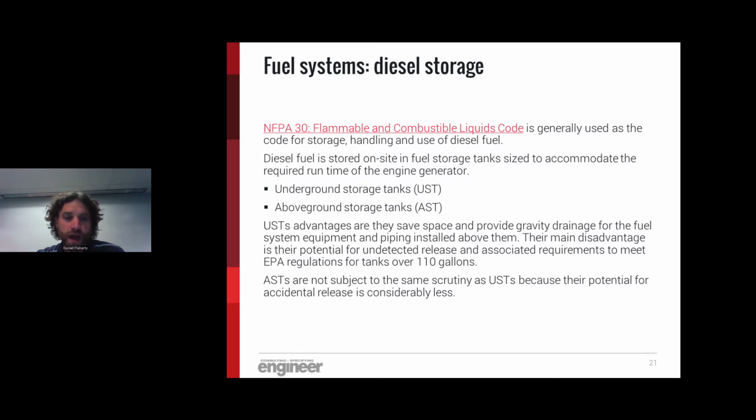Then the other options become, how are you going to store your diesel fuel? Well, you can either store diesel fuel in an underground storage tank or an above ground storage tank. Underground storage tanks have the advantage that they save space and provide gravity drainage back to the fuel system. And all the piping can be installed above them, so everything can drain back to them. However, their disadvantage is that the EPA regulates that these tanks, if over 110 gallons, need to be monitored and reported annually by the customer in perpetuity.